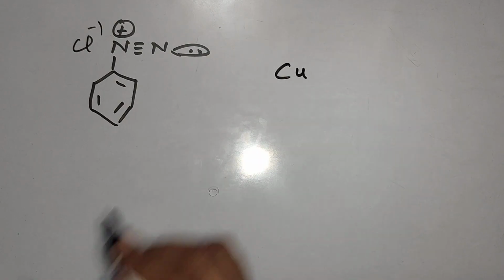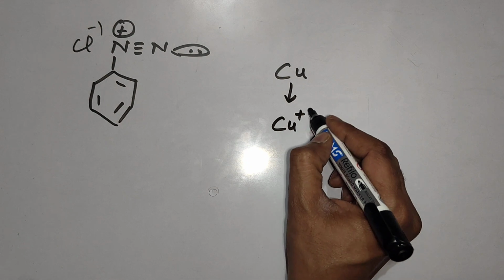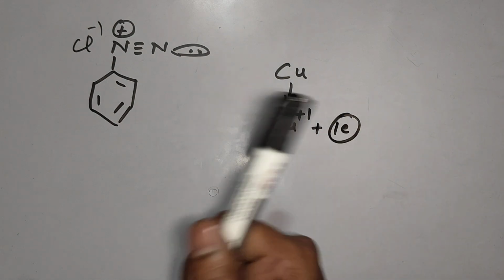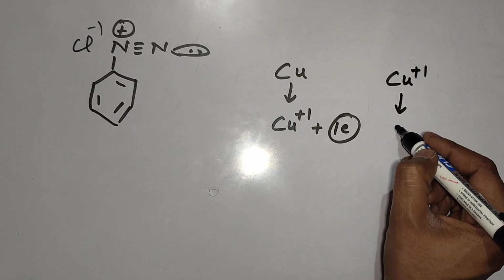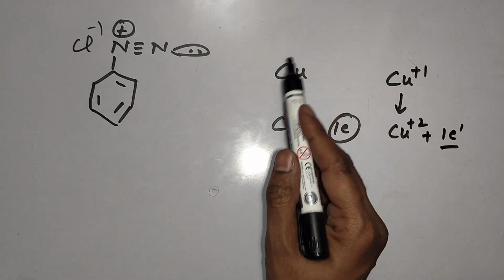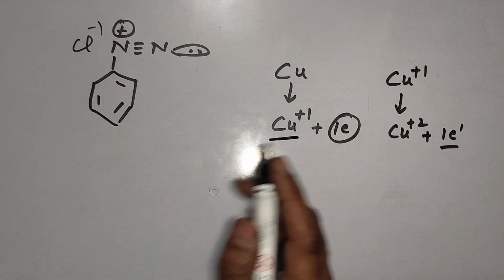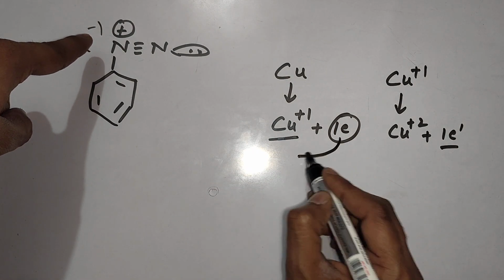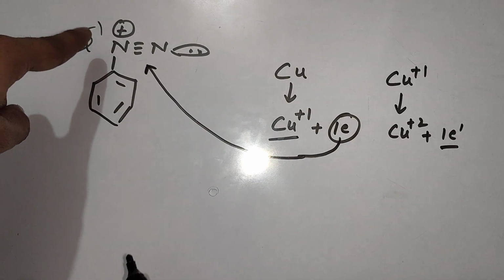Now copper, what is copper doing there? Copper is providing 1 electron, same as in the previous reaction. There we had Cu+1 giving an electron to become Cu+2. Same here, copper is going to provide 1 electron and it will turn itself to Cu+1. Now where will this electron go? Electron is a negative particle, obviously it will go toward a positive particle. Here we have a positive particle.